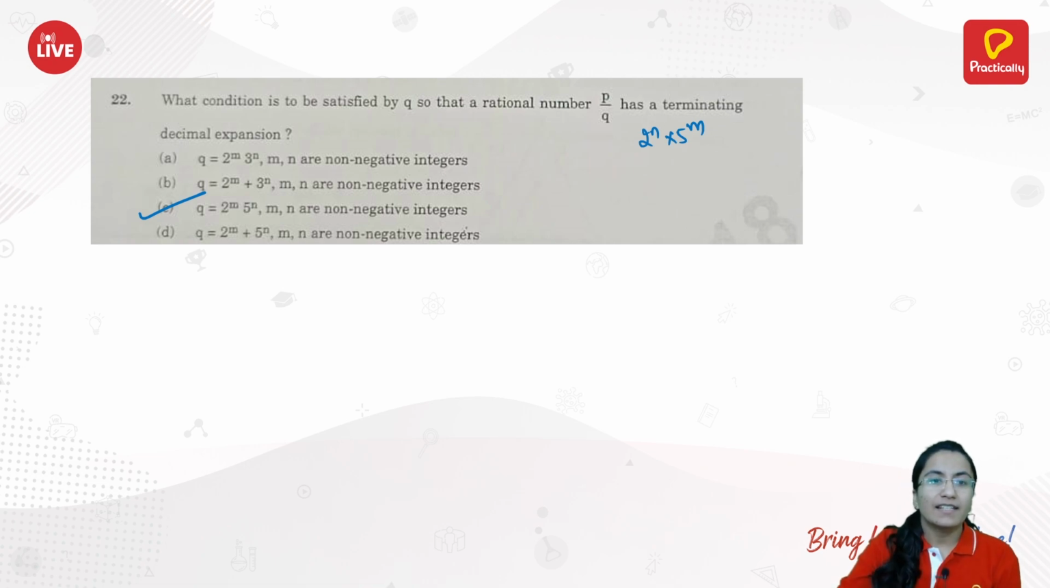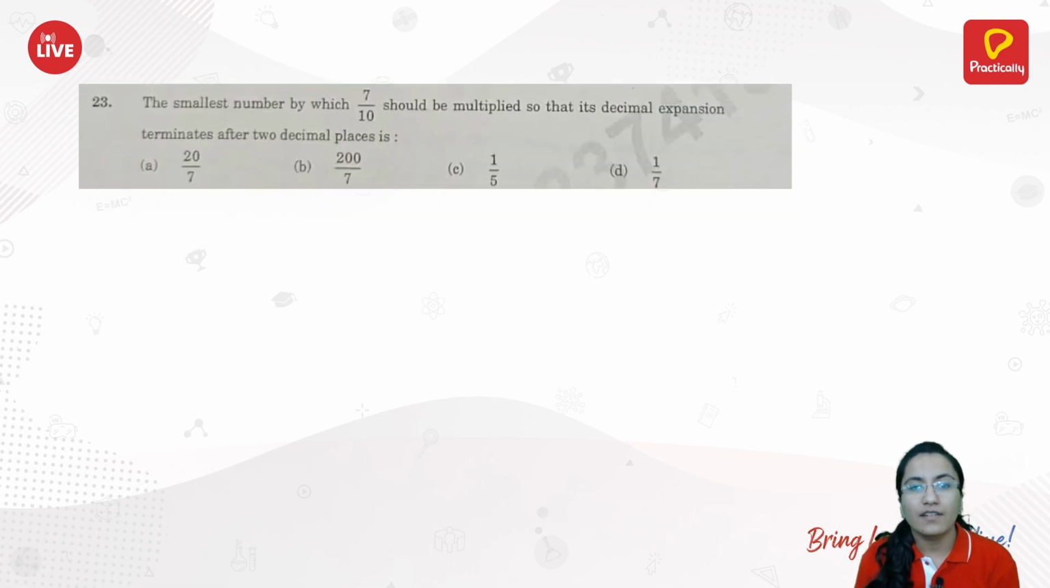Next question you have is, the smallest number by which 7 by 10 should be multiplied so that its decimal expansion terminates after 2 decimal places is. So we need to find such smallest number with which 7 by 10 must be multiplied, so it terminates after 2 decimal places. Okay, so let's go by the least number we have in the options so that we can find easily. So here 1 by 7, if we multiply, this is the least one out of all the options, so that's why I have started with D.